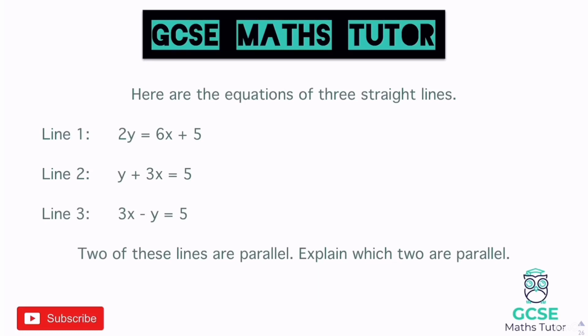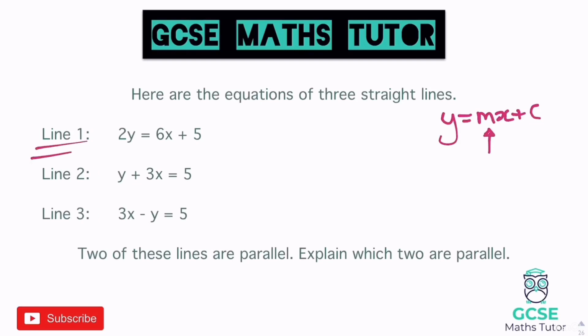And the last question on these, it says, here are the equations of 3 straight lines. 2 of them are parallel, explain which 2 are parallel. In order for a line to be parallel, it's going in exactly the same direction and therefore it has exactly the same gradient. So in terms of the equation of a line, which we always want in the form y equals mx plus c, we want to see this number being exactly the same. These are all written in different formats. None of them are in the form y equals mx plus c, so we need to get them into that form.